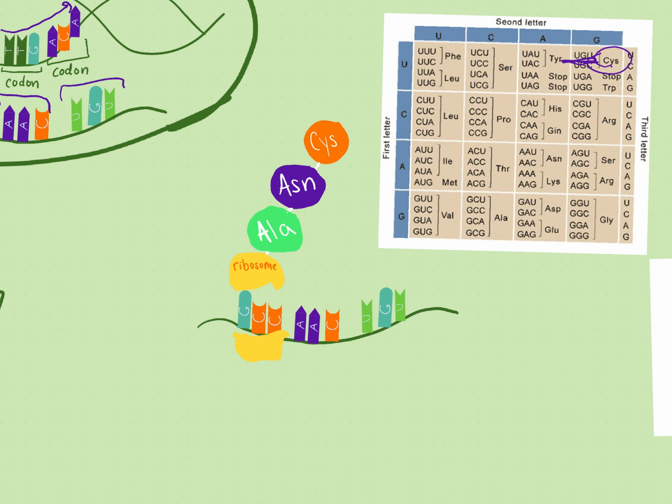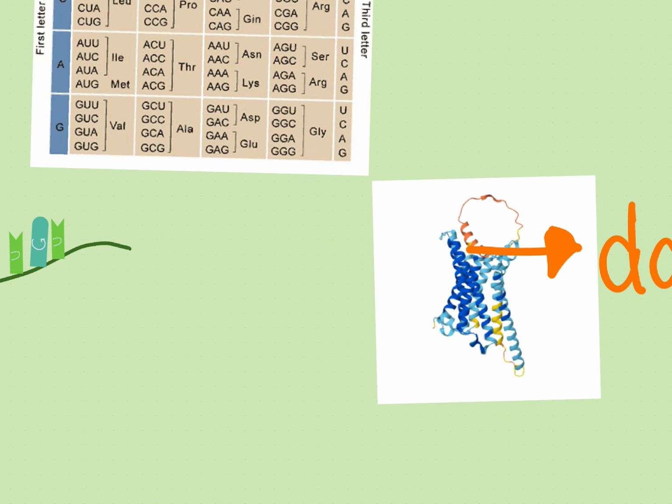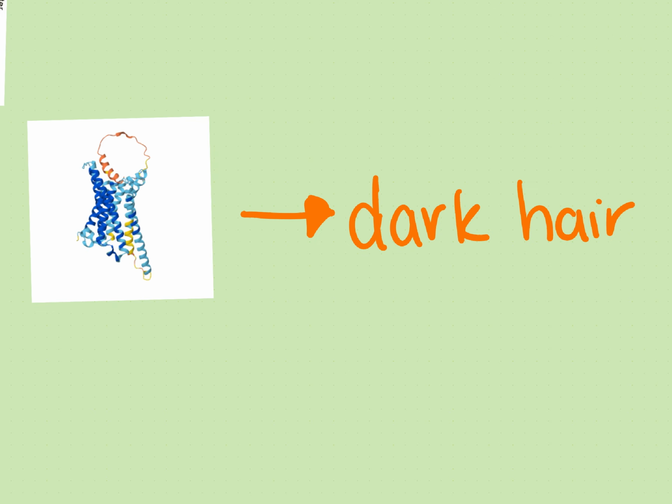Like I said before, the real MC1R protein is coded for by 954 bases in real DNA. So obviously this would continue for a long, long time until we had a protein created that looks like this: the MC1R protein that creates the trait of darker hair.